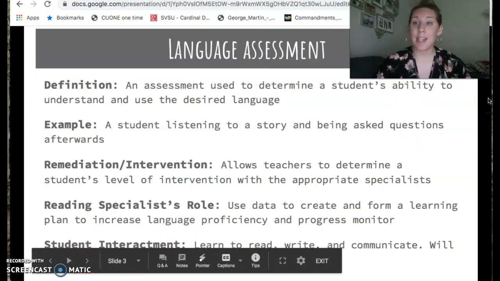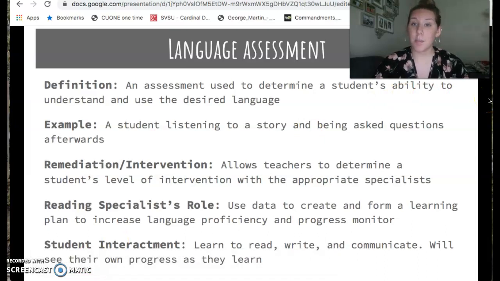The next assessment is a language assessment. Language assessments help determine how a student understands and uses a desired language. This can be as simple as a student listening to a story from a teacher and then being asked questions afterwards. Now, it's important to keep these questions easy because this is an assessment to determine how they're using and understanding the language rather than their comprehension of the story.